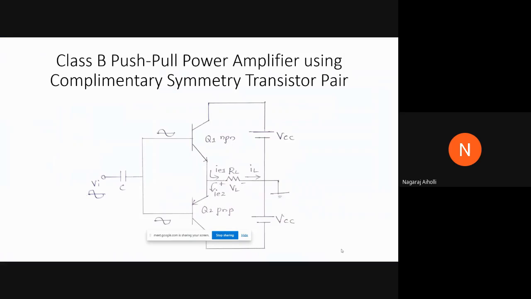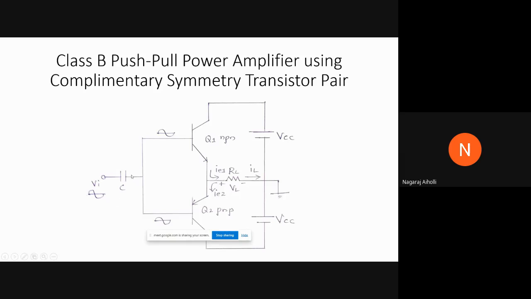Good morning, students. Today, let us begin with the Class B push-pull power amplifier using complementary symmetry transistor pair. It is called a complementary symmetry transistor pair because one NPN transistor and one PNP transistor are used in the circuit. Two DC power supplies are needed here, one VCC here and one VCC here, and the input signal is applied here.